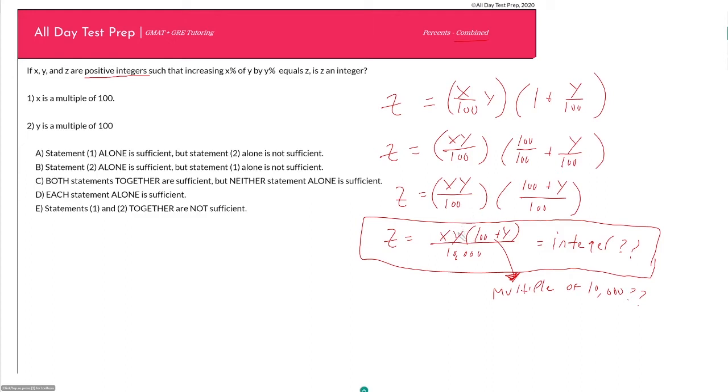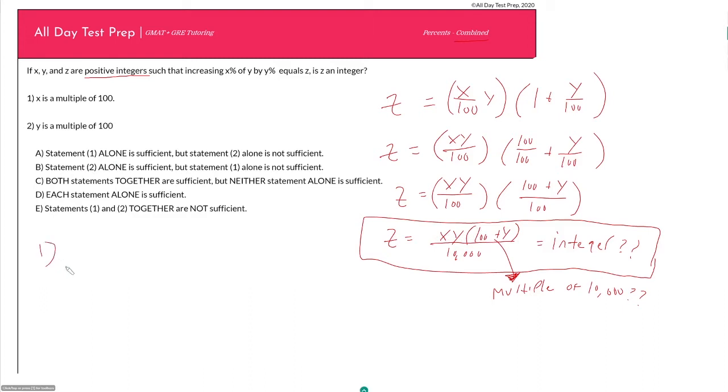So if I know this xy here is a multiple of 100, and then 100 plus y is also a multiple of 100, well then together, when I multiply those two things, I get a multiple of 10,000. So I don't care how I get my 10,000. I just want to know, between these two terms in my numerator, do I have a 10,000?